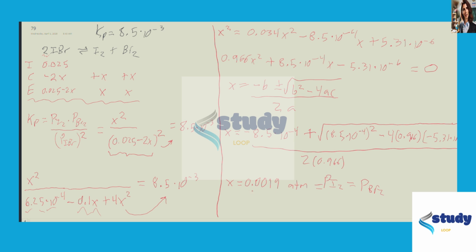To find our last pressure, P of IBr equals 0.025 minus 2x. So using the x that we just calculated above of 0.0019 atmospheres, multiply that by 2 and then subtract that from 0.025. And you will get its pressure to be 0.021 atmospheres.